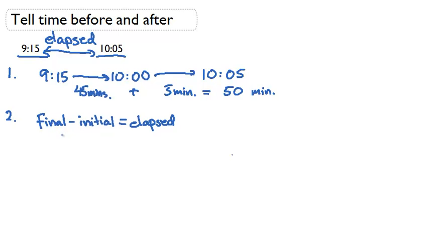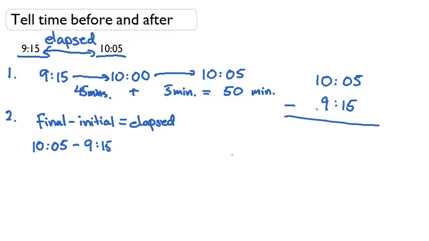In this case, our final time was 10:05 and our initial time was 9:15. So to figure out our elapsed time, we can set this up as a subtraction problem: 10:05 minus 9:15. We want to subtract starting from the minutes column right here. We see that 5 minus 15, I don't know if I can do that. I'll get a negative number, so I obviously can't do that.